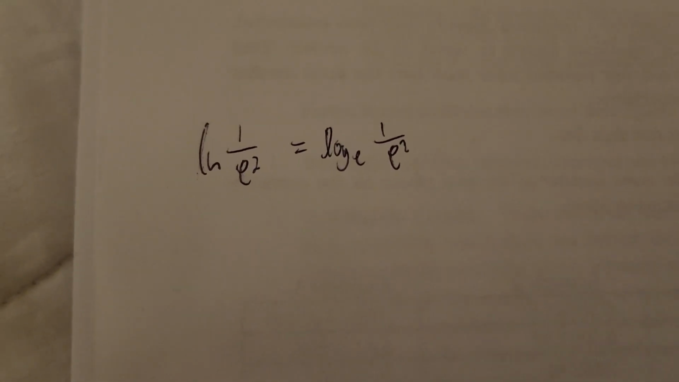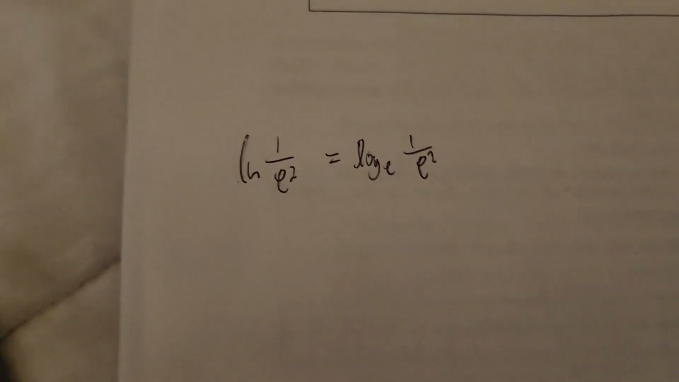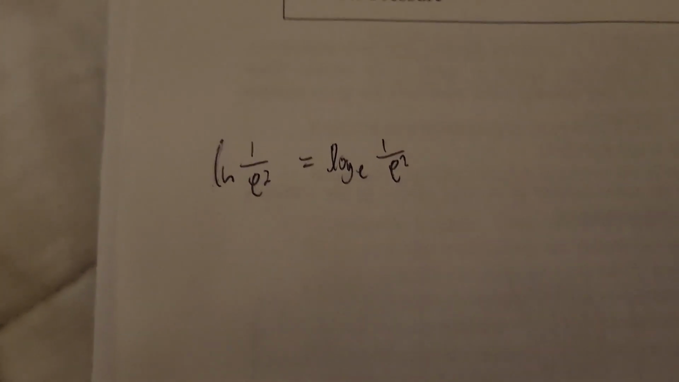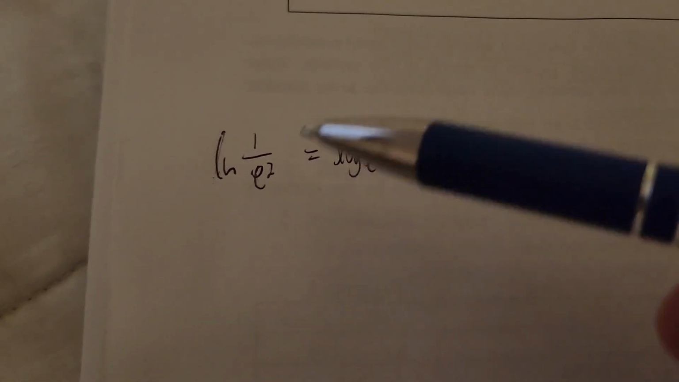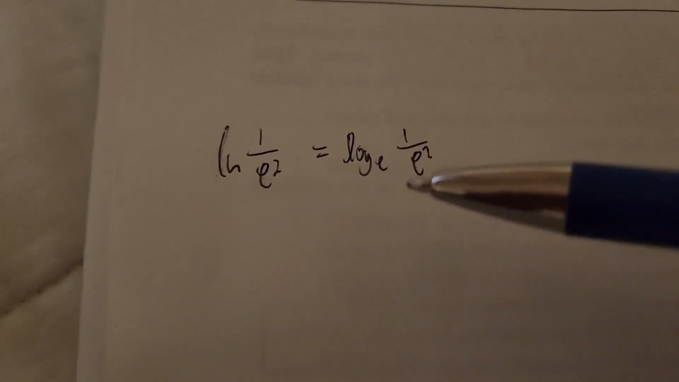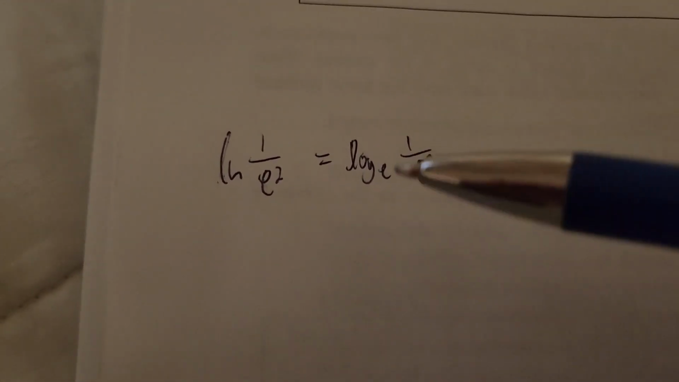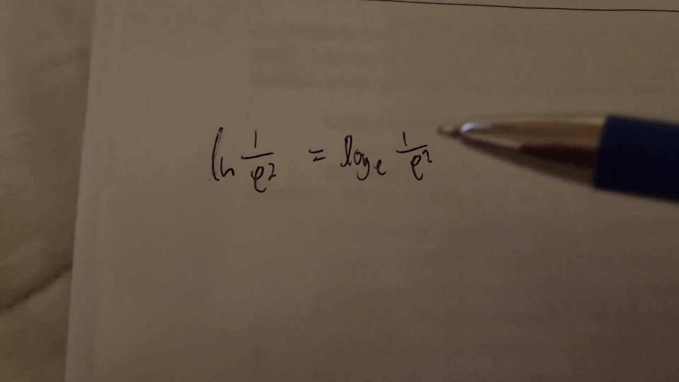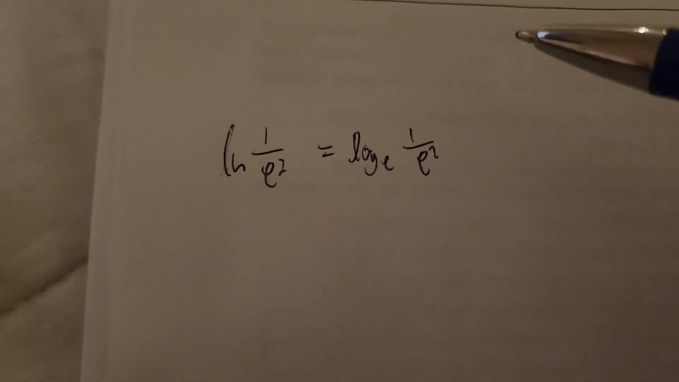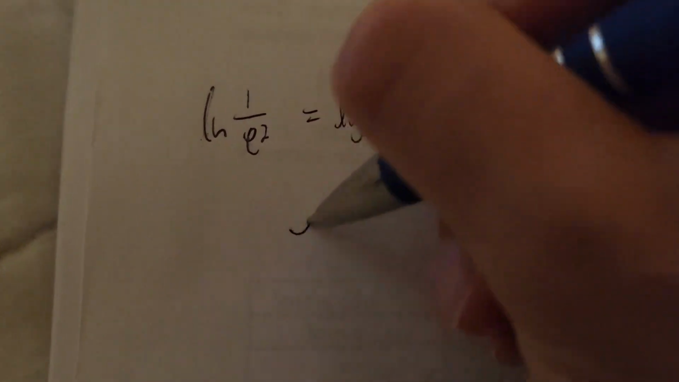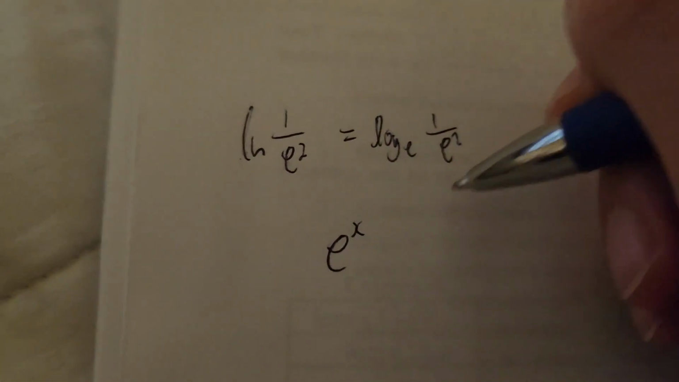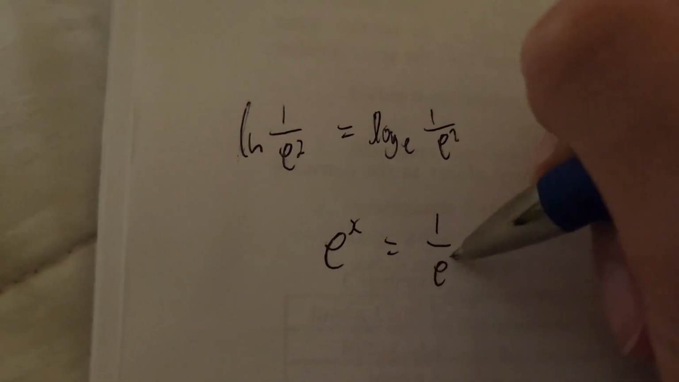So remember that ln is just equal to log base e. That's all that is. So in order to evaluate, for example, ln of 1 over e squared, that would be the exact same thing as taking the log with the base e of 1 over e squared. So you can do e to the x is equal to 1 over e squared.